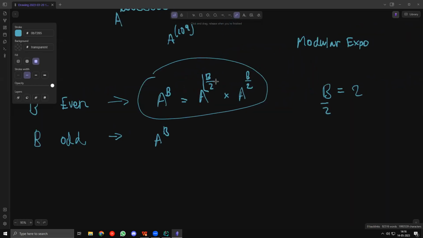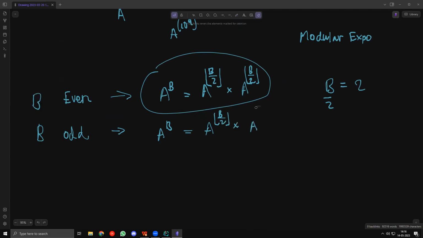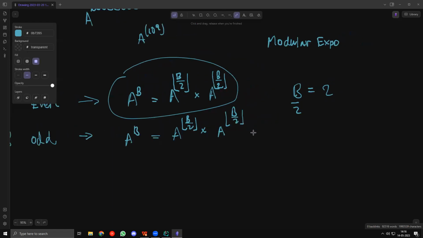Let me just add the floor symbol for this. This is the floor symbol, by the way. If you are flooring something, you put 2 lines and you put that below. If you want to ceil, you take 2 lines and you put it above like this. So that's the ceil function. Now if b is odd, then you can take floor of b by 2 again times a to the power of floor of b by 2 again. And finally, what you can do is just multiply again by a.